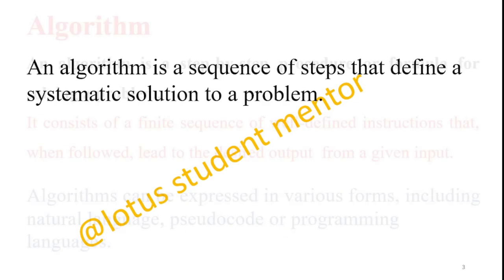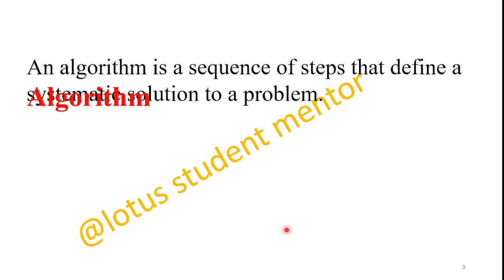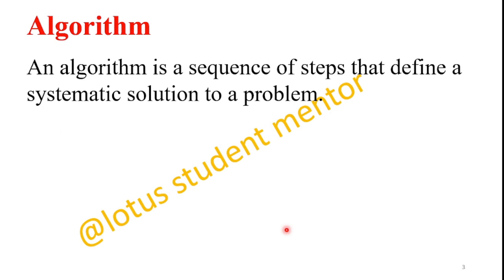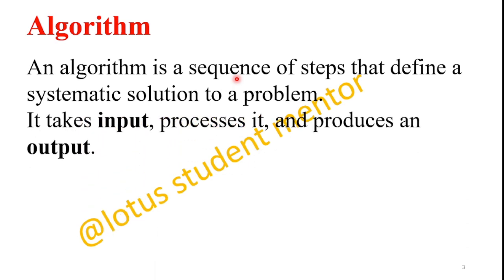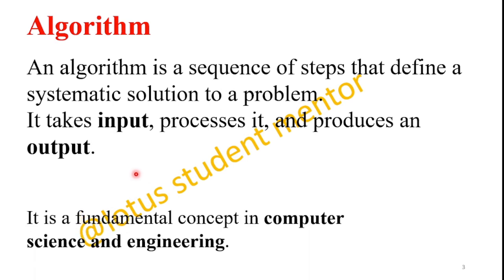Another definition of an algorithm is a sequence of steps that defines a systematic solution to a problem. It requires an input, processes, and produces an output. That is an algorithm. Very importantly, it is a fundamental concept in computer science and engineering.